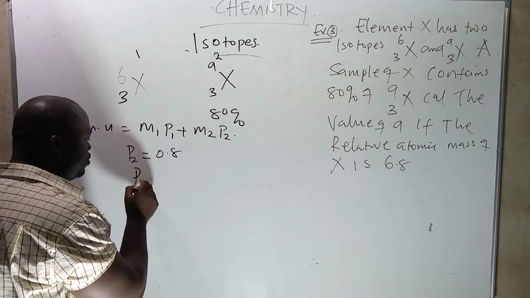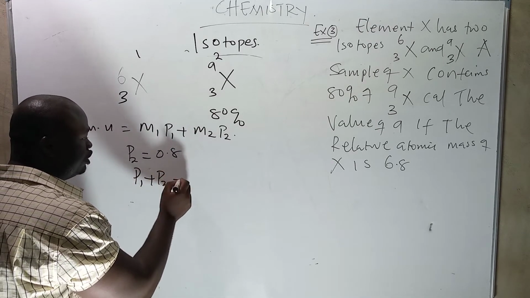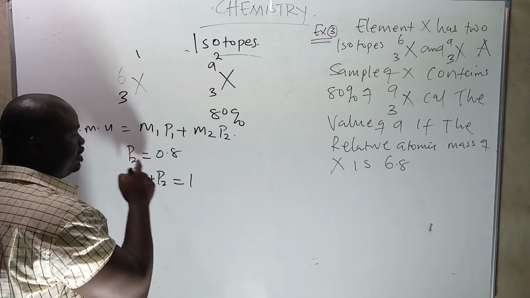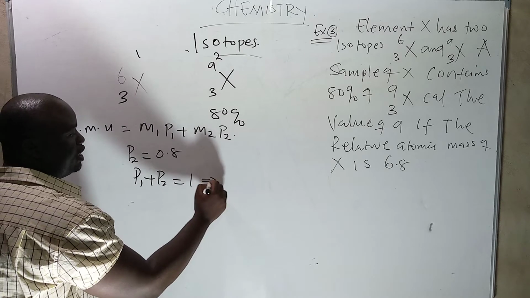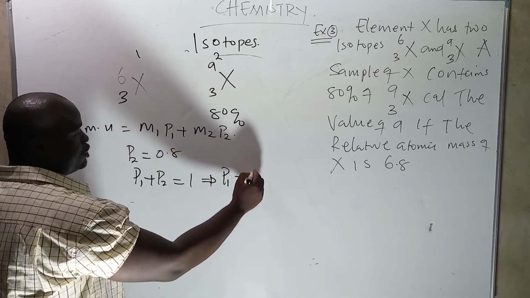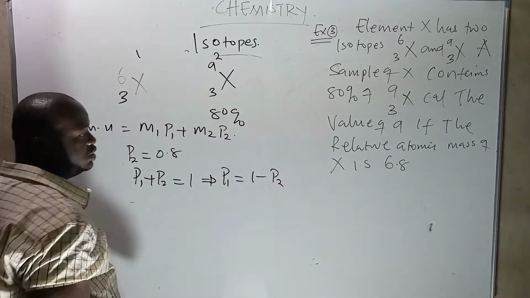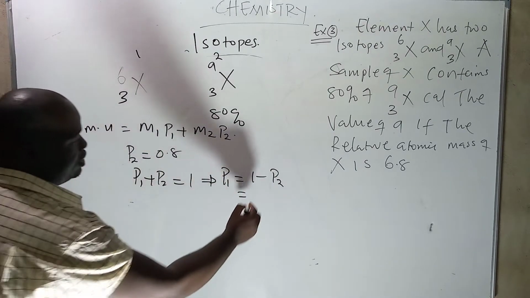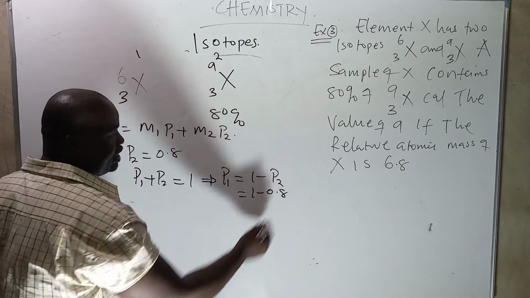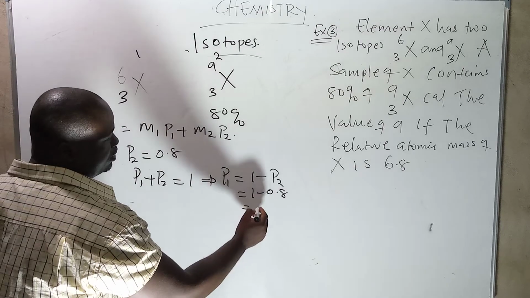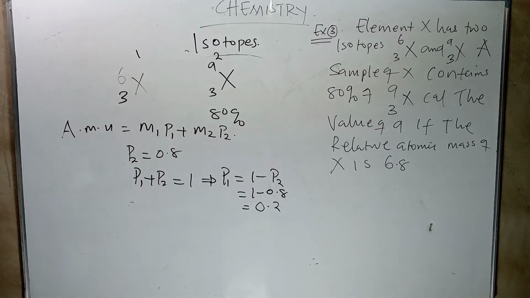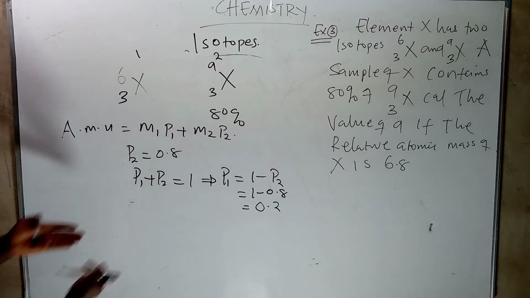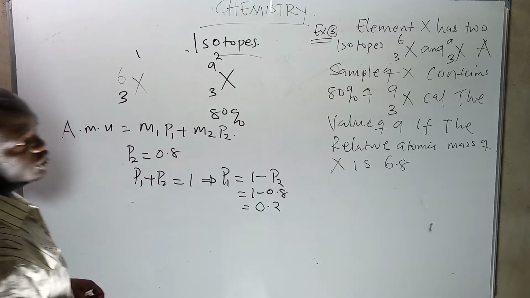And so from this, remember I said P1 plus P2 must be equals to 1. So if they give you P2, already you can get your P1. So from here, P1 is equals to 1 minus P2. So this is 1 minus 0.8, and that will give you 0.2. Right? Now, all you need to do is substitute it into this equation and your answer will flow naturally.